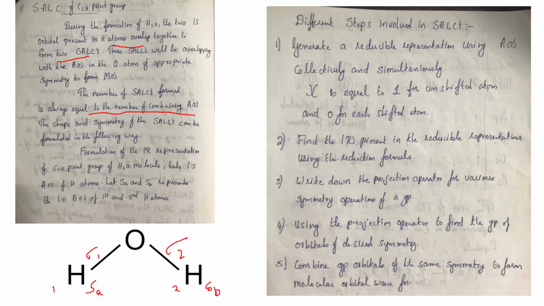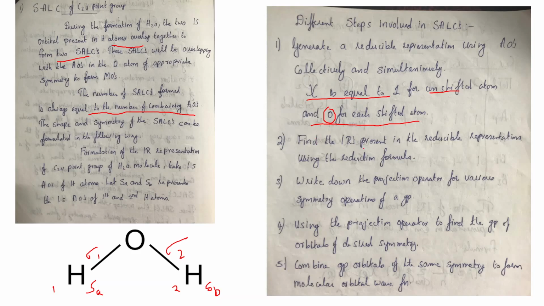And these are the different steps involved in the formation of SALCs. First, we have to generate a reducible representation using the atomic orbitals collectively and simultaneously. First, we have to produce a reducible representation. We use χ equal to 1 for an unshifted atom and for a shifted atom χ equal to 0.